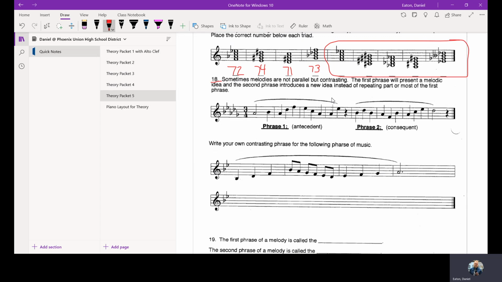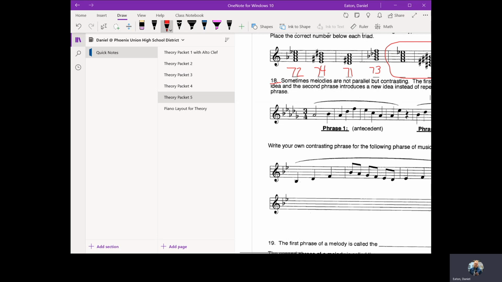Okay, sometimes the melodies are not parallel but contrasting. The first phrase will present a melodic idea, and the second phrase introduces a new idea instead of repeating part or most of the first phrase. So let me play this next example for you.